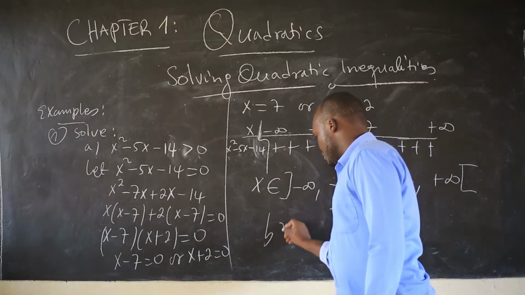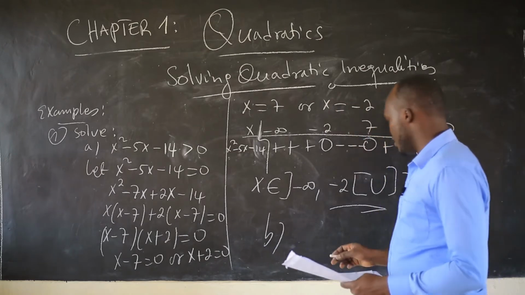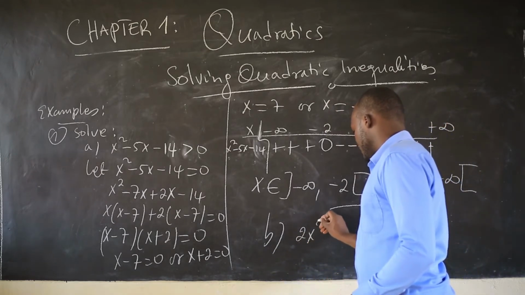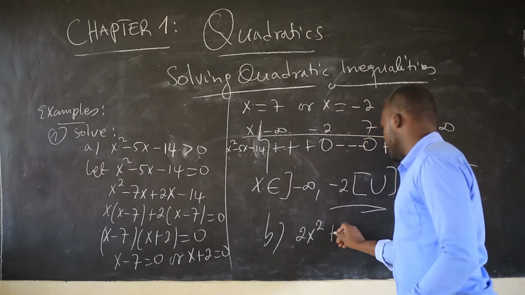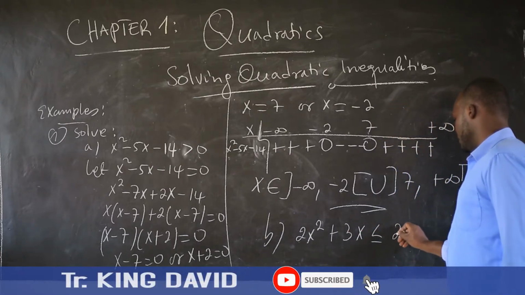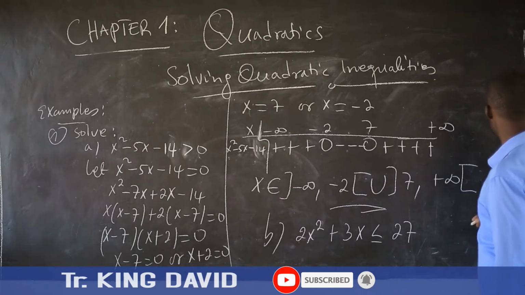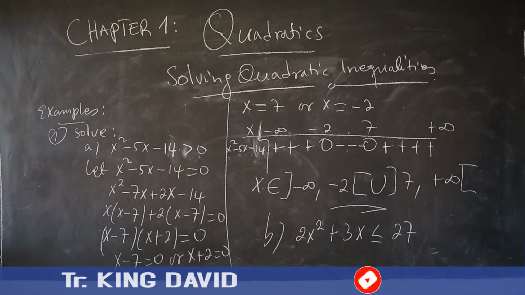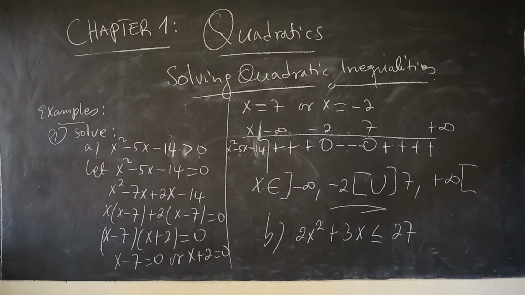So what is B? B is saying we need to solve 2x squared plus 3x less or equal to 27. So that is like 2x squared.